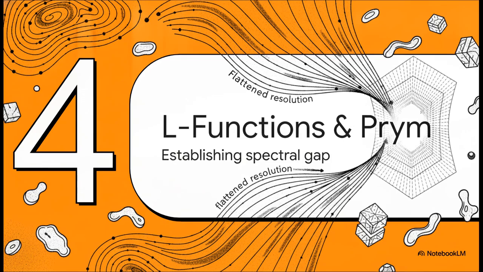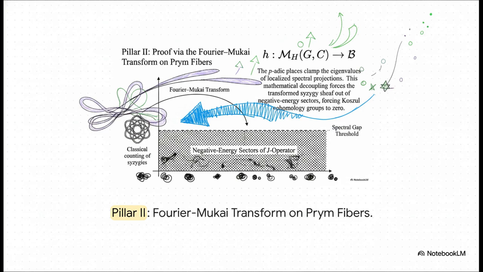That brings us to part 4, L-functions and prime fibers. With our resolution successfully flattened, we route the whole problem through the Hitchin fibration to establish a definitive spectral gap.